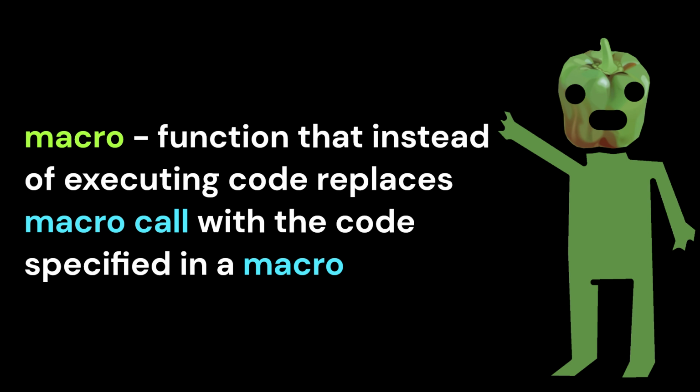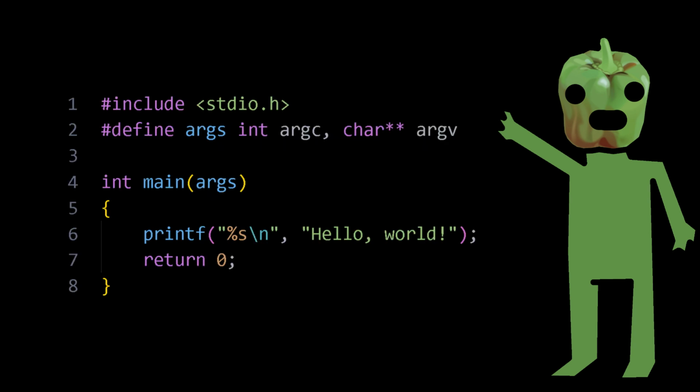Macros are functions that, instead of being code, replace their call with code defined in a macro. For example, we can make a macro args to automate getting command line arguments.